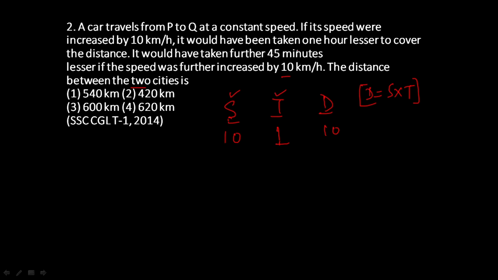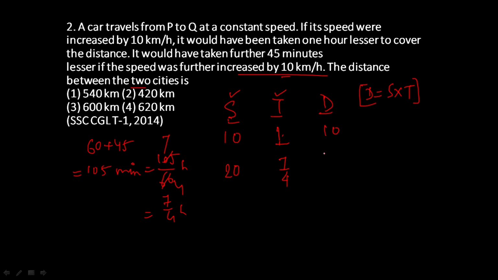On the other side, it would have taken a further 45 minutes less. A further 45 minutes less means it was already 1 hour less, and 1 hour means 60 minutes. Again 45 means 105. So 105 minutes is equal to 105 upon 60 hour, which means 7 by 4 hour less. And this will be 10 plus 10, 20, because it says the further increase is by 10 km per hour, so the distance will now become 35, right? Now we have to check which of the options are wholly divisible by 10 and 35 both.